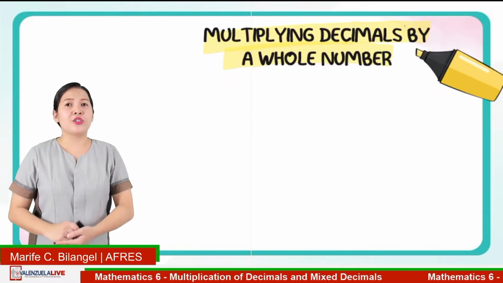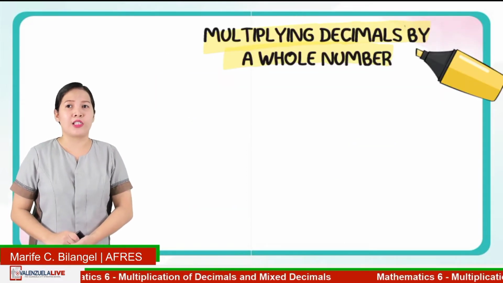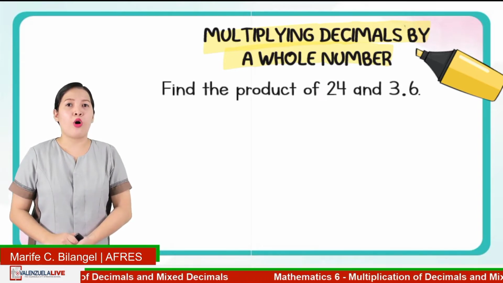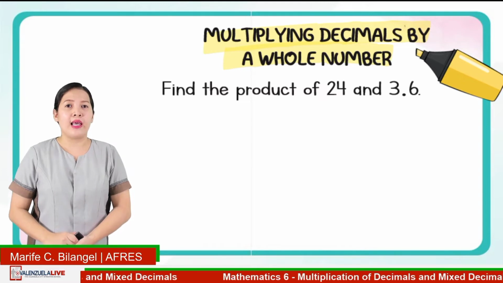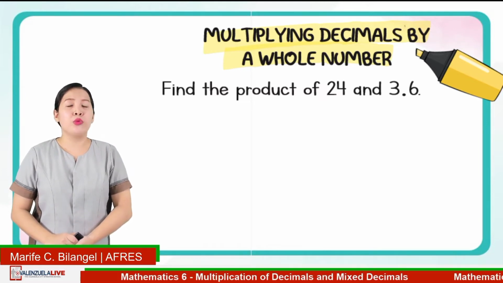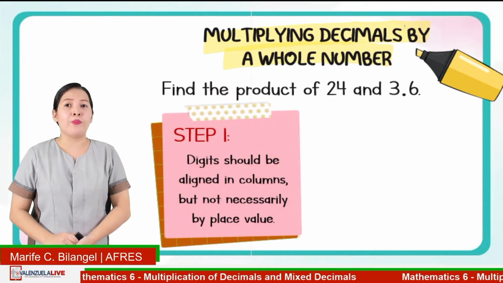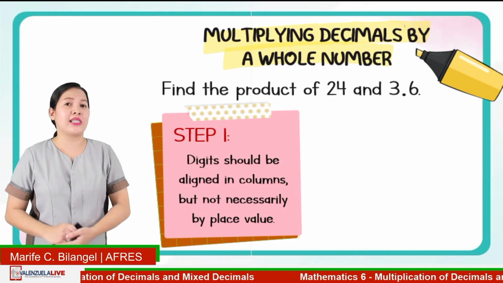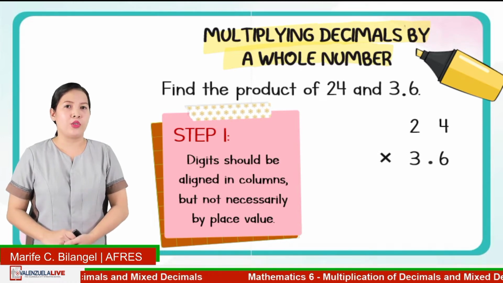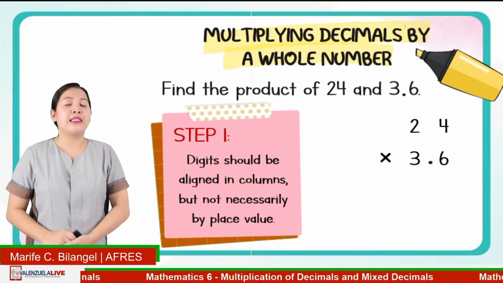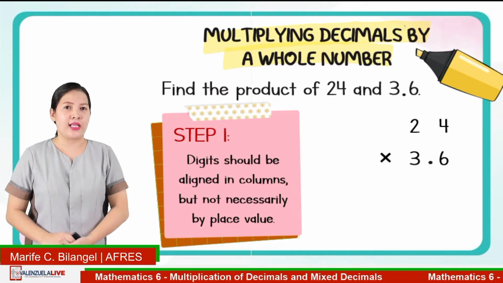So let us now try to multiply decimals by a whole number. Let us find the product of 24 and 3 and 6 tenths. To multiply this, we have to align the digits in columns but not necessarily by place value. So we have 24 multiplied by 3 and 6 tenths.